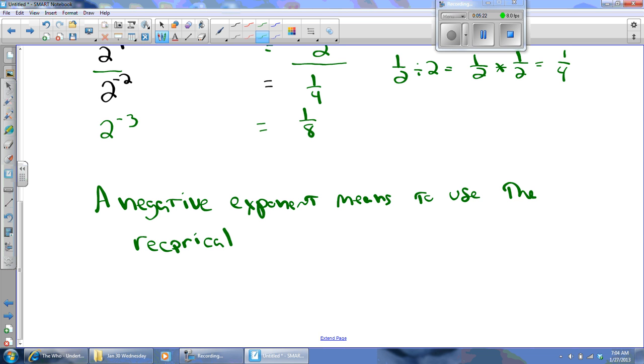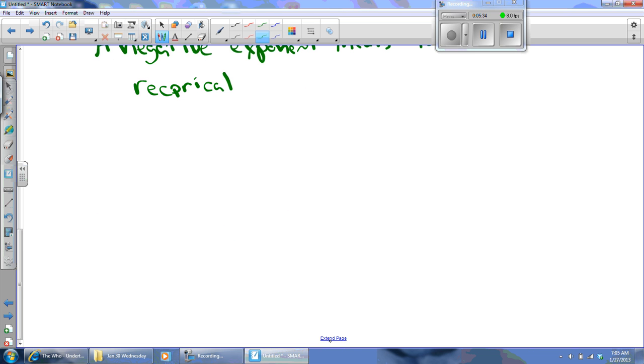Don't just say it moves or goes downstairs or something like that. Make sure you say use the reciprocal. Don't just say it becomes a fraction, because if it is a fraction, it might not be a fraction after you've used the reciprocal. So what do you think 3 to the negative third is?